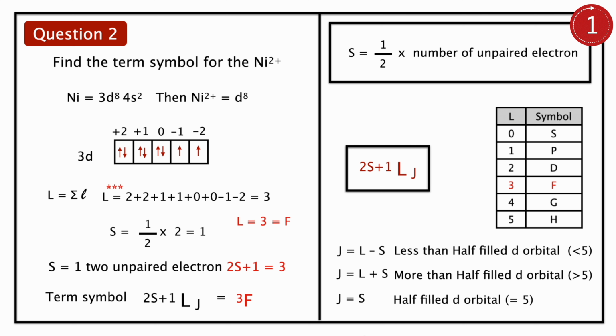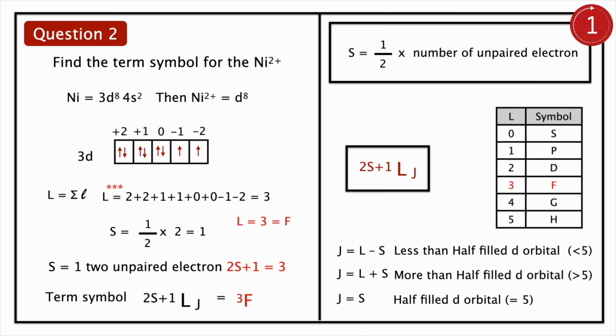Here L value means sigma L value. Careful with that because you have 2 spins in the same orbital. So plus 2 means you multiply 2 times, plus 1 means 2 times, 0 also 2 times, minus 1, minus 2, 1 time. It is very important. So careful with that. So if you sum it, you have 3. L is 3, meaning it is F.